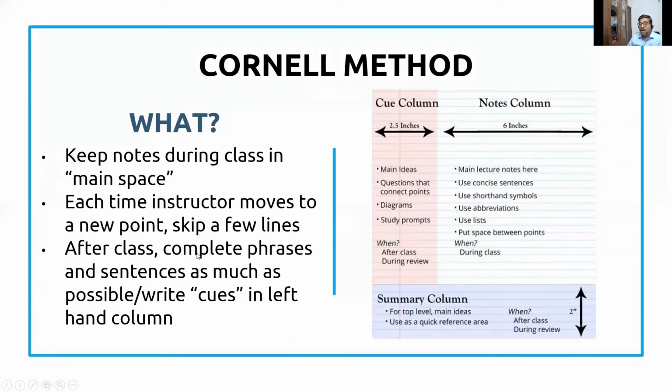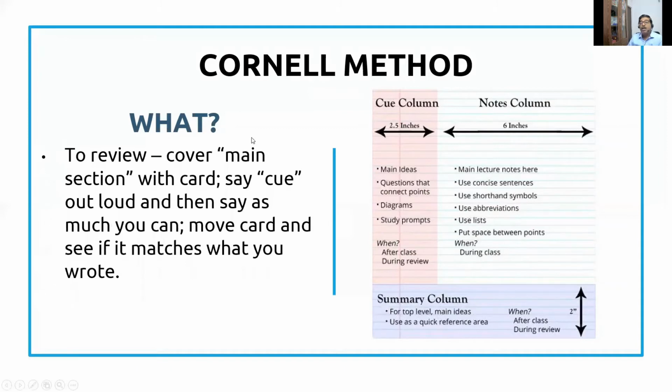After the class, complete phrases and sentences as much as possible and start to organize your cues in the left-hand column. To review or to recollect, cover the main section with a card or a paper and say out the cues or the key points, see how much you have grasped of the concept, and see if it matches what you have written during the class. So this is basically more of review and recollect.